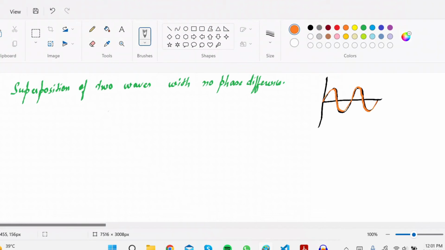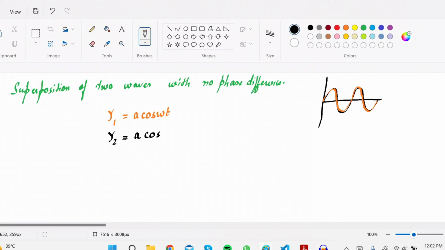A wave is represented by a wave function, and this wave function from 11th standard is A cos omega t. What is A? Amplitude of the wave. What is omega? Angular frequency. And what is t? Time. What is y? The position of the particle along the y-axis at any instant. That is our wave function. So y1 is the first wave, let's say the orange one, and y2, I am taking in the black color, will be for the black one.